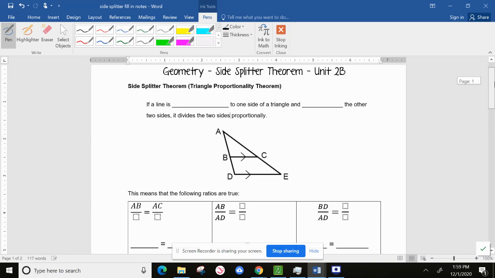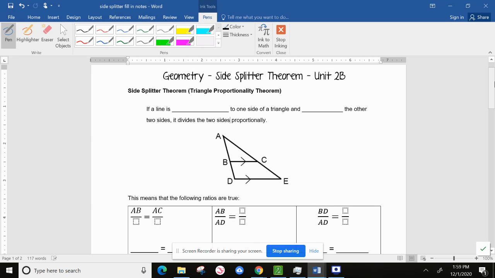So the side splitter theorem is kind of a cool little theorem, and it really is just a theorem that allows you to set up tons of different proportions so you can solve for pieces of the sides of triangles or the entire side depending on whatever you need. So let's do a little fill in the blank here with this theorem.